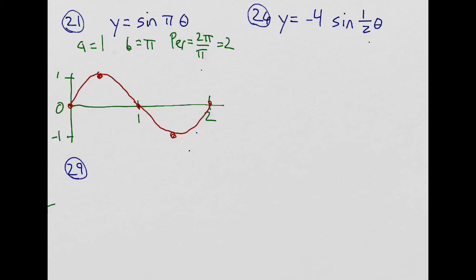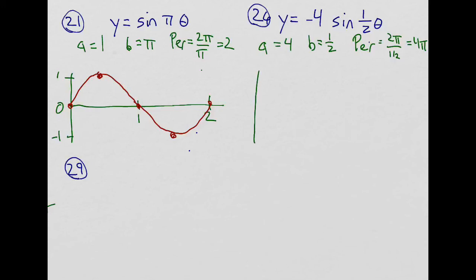So I'll write that out. Well, A is equal to 4. B is equal to 1/2. Period is 2 pi over, plug that in, 1/2. That is 4 pi. So this one's stretched out. All right, sketching it.